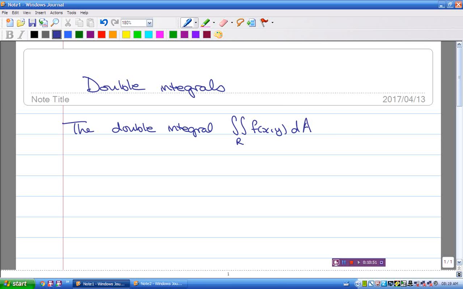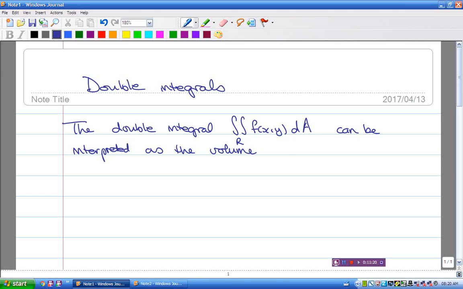So this double integral can be interpreted as the volume. Later on we're going to do applications of double integrals, and volume is going to be one of those applications. But if we start off even thinking of the definition of double integrals as being volumes, it helps us understand what's going on, in the same way as thinking of single variable integrals as being areas.